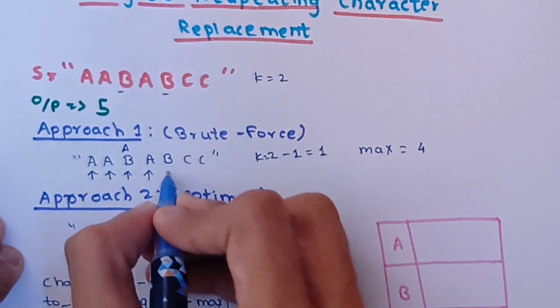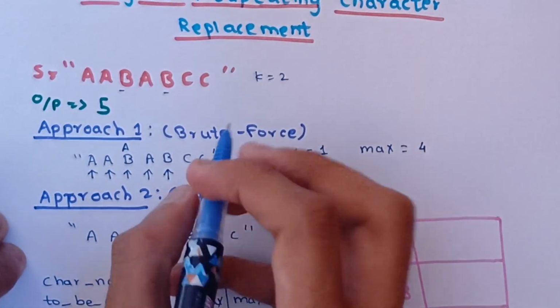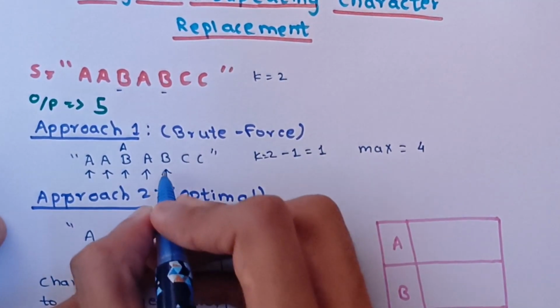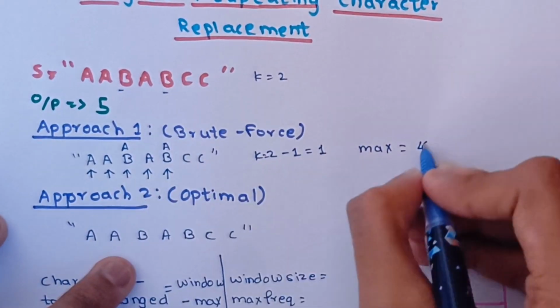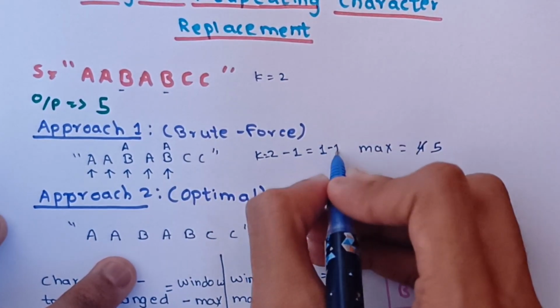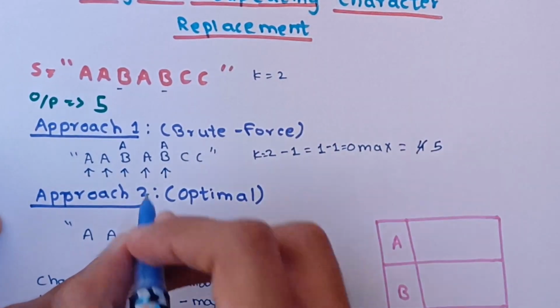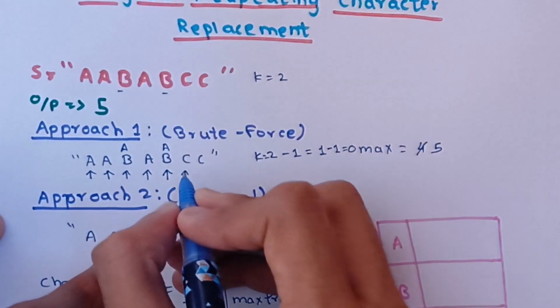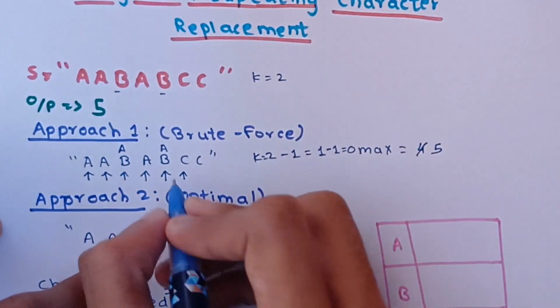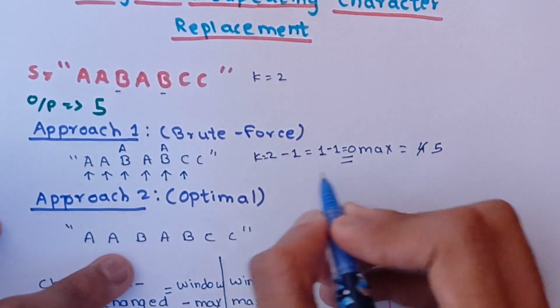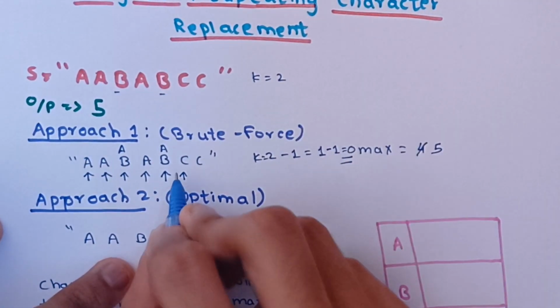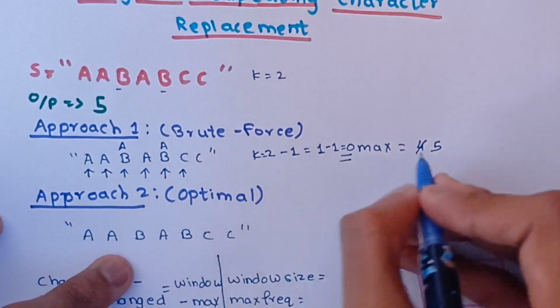Now again we move forward and it is b. We change it to a, the previous character, and maximum becomes 5, and k is decremented by 1, so now k is 0. Again we move forward and find c, which is not equal to a. We try to change it, but our maximum replacement k is now 0, so we can't replace it with a. So maximum is 5.